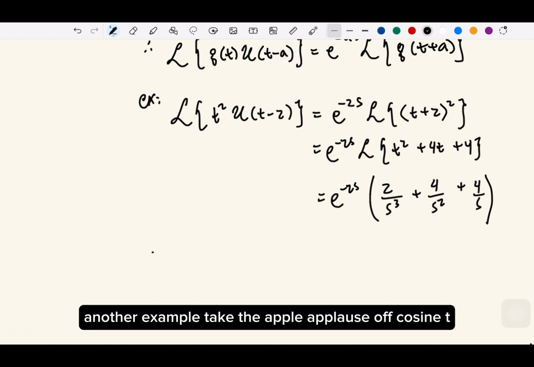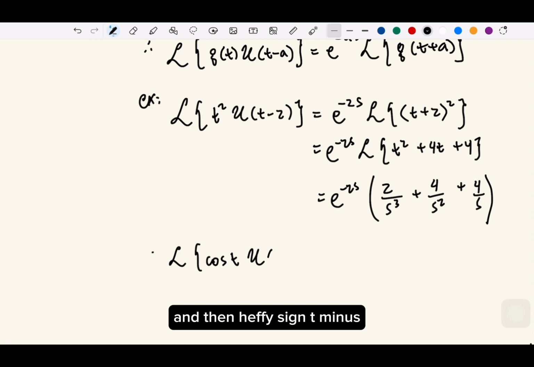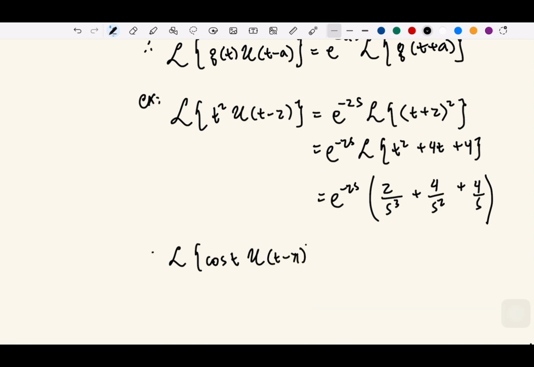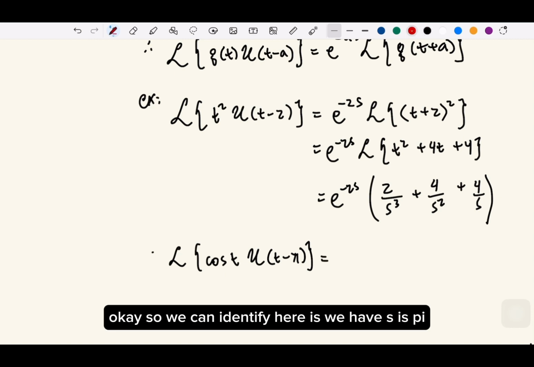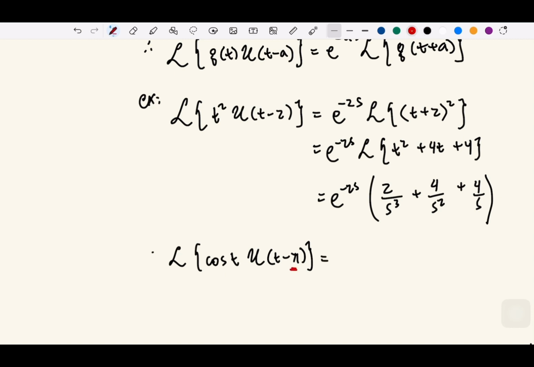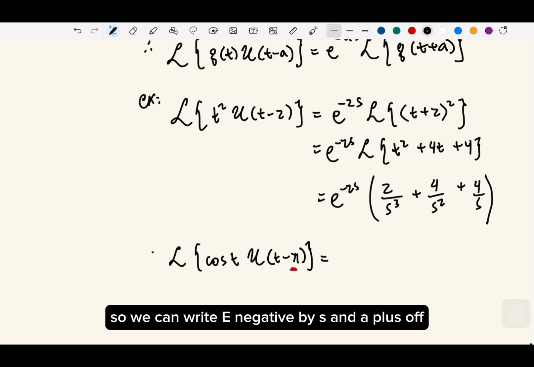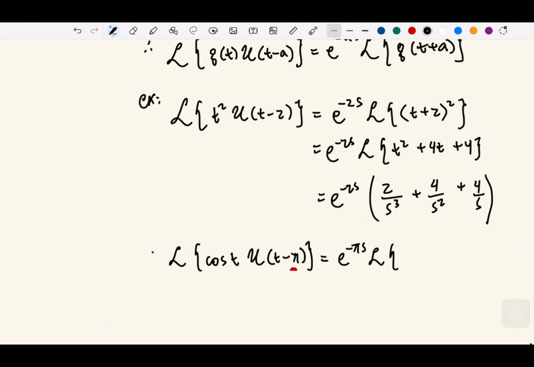Another example, if you have the Laplace of cosine t times Heaviside of t minus pi. Okay, so we can identify, here we have a equal to pi, so we can write e to the negative pi s and then the Laplace of cosine of t plus pi, right?